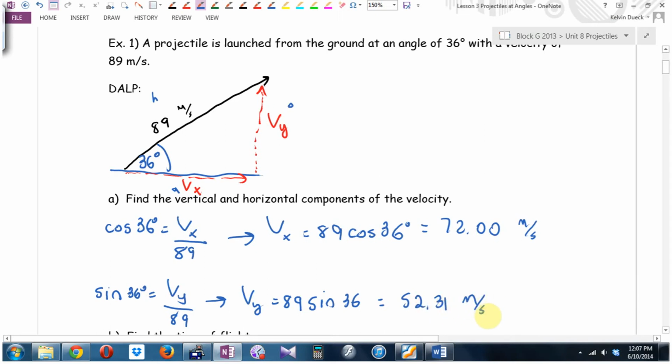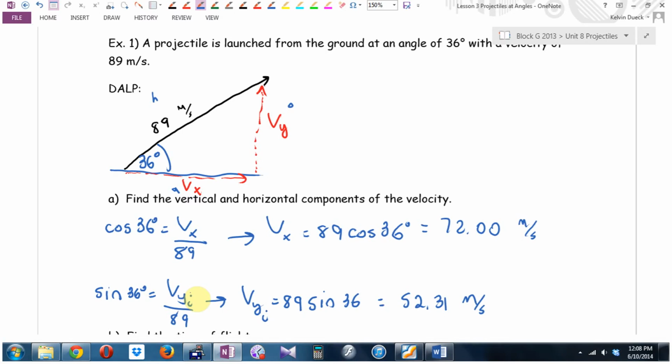And what I'm really saying then is moving at an angle of 36 degrees above the horizontal at 89 meters per second, that's exactly the same as moving sideways at 72 meters per second, while at the same time leaving the ground at 52.31 meters per second. But that 52.31 is going to change. In fact, let's put a little initial on the Vy, just to remind us that one's going to change because that one's accelerating. Not going to bother putting one on the Vx because there's no acceleration. Vx initial is Vx final is Vx middle, but Vy is going to change.